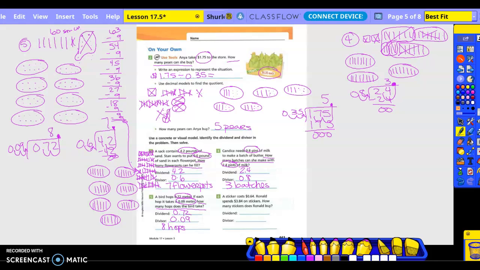Number 5, part 3. A sticker costs 64 cents. Ronald spent $3.84 on stickers. How many stickers does Ronald buy? So 64 cents, $3.84. How many stickers does Ronald buy? So what is our total, or what is going to be our dividend?